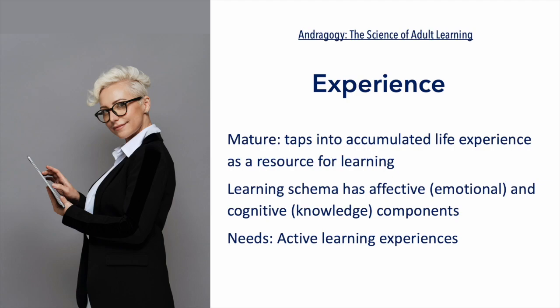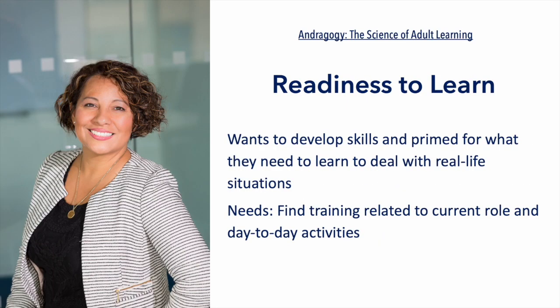And in many cases, older adults bring what we call transferable knowledge, things that they've learned before that have an analogous schema to what they're learning now. So the needs for an experienced learner are to have active learning experience where they can flex that learning muscle and implement solutions on examples and solve real world problems through their learning. We also find that adults are coming to the table with a readiness to learn. And what this means is that they want to develop skills and they're primed to learn what they need to learn for real life situations.